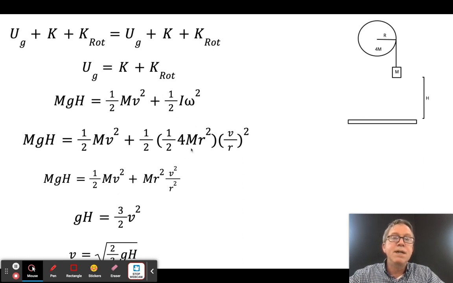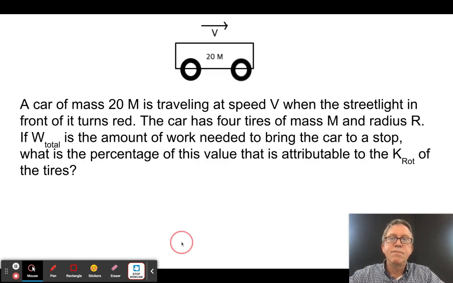For I, in this case, it's a 4m object and it's a disk. Now remember, for a solid disk, it's 1/2 mr squared, so 1/2 times 4m times r squared, because its mass is 4m. And again, I'm going to take omega and make it v over r. Then I get rid of all my m's and all my r's, and I'm left with this. Then I solve for v, and I get root 2/3 gh.